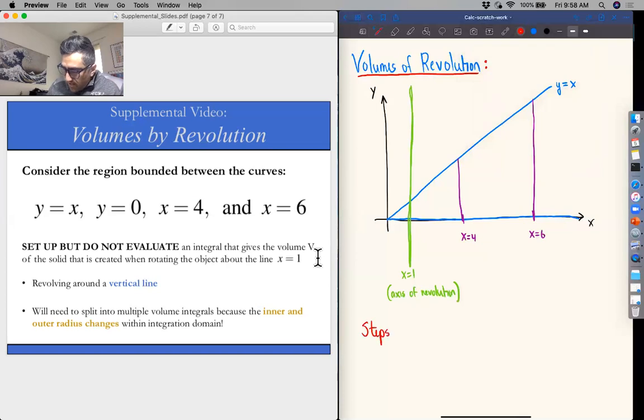So with all volume problems, the first step that I like doing is just making sure I identify the axes of revolution. I know we just said this a moment ago, but right now the axes of revolution is x equals 1. And I just want to point out that this is going to be a vertical axis for us. Because this is a vertical axis that we're revolving around, we're going to integrate with respect to y rather than x.